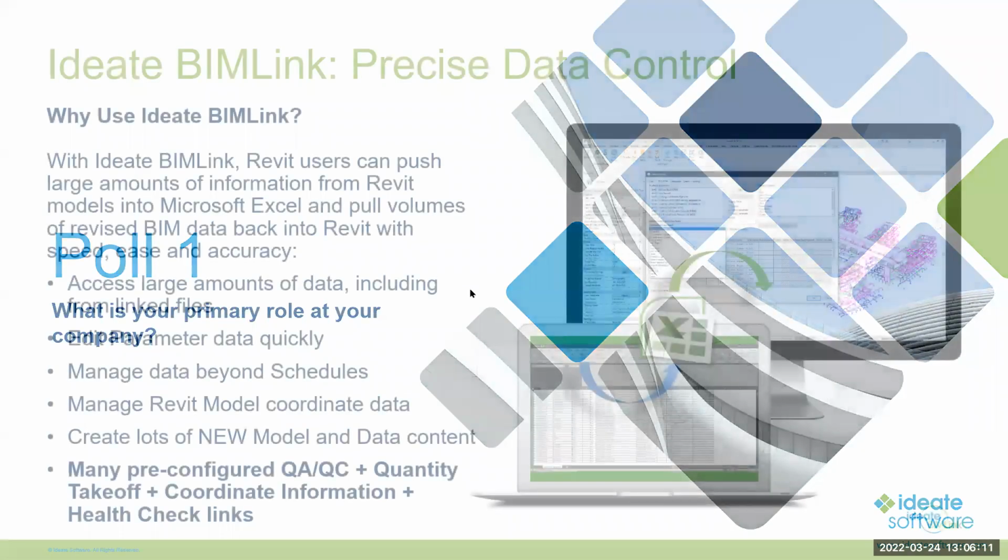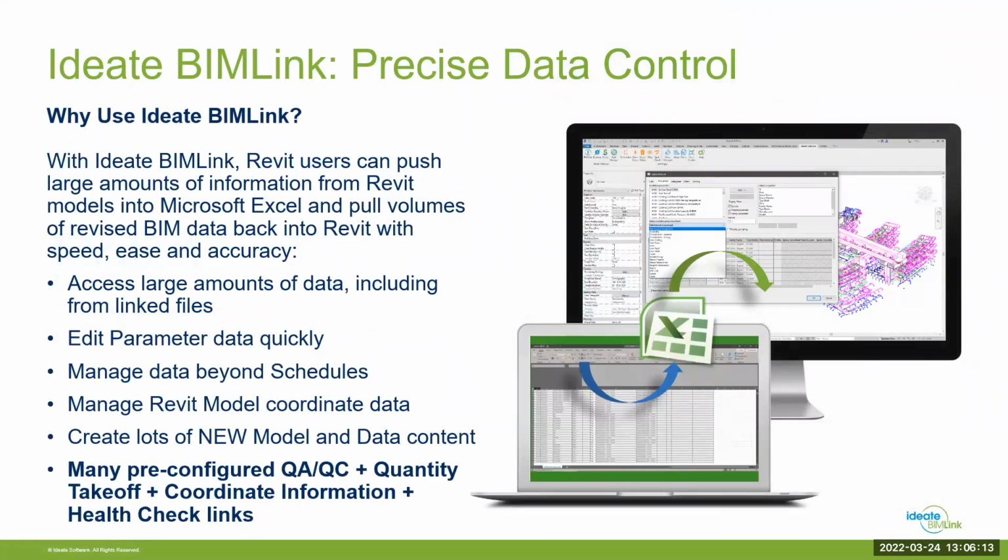All right. So all about Ideate BIMLink. So what is Ideate BIMLink? Well, Ideate BIMLink allows users to get access to a huge amount of their Revit model data, so they can take that information and push it out to Microsoft Excel. And the goal being that you can review the information in Excel, you can take it to other sources, as Richard's going to talk about a little bit later on, like doing health checks, or of course, the big part is editing that information in Excel.